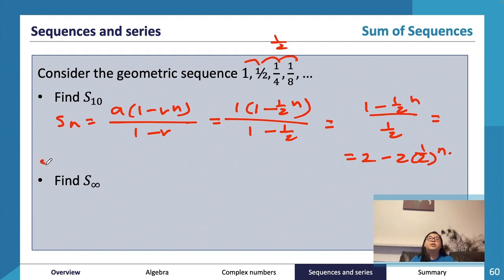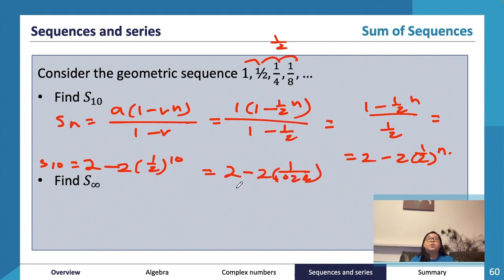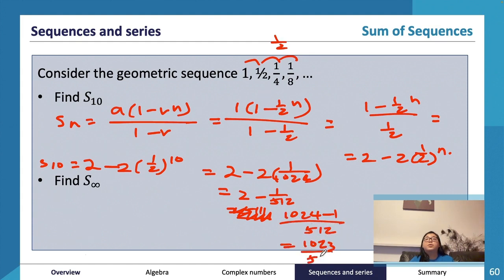So then if we want to find S10, this is going to be equivalent to 2 minus 2 times (a half)^10. Once again, we know that 2 to the power of 10 was 1024, so we'll get that this is going to be 2 minus 2 over 1024. So that's going to be 2 minus 1 over 512, so it's going to be 1024 minus 1 over 512. So it's going to be 1023 over 512.